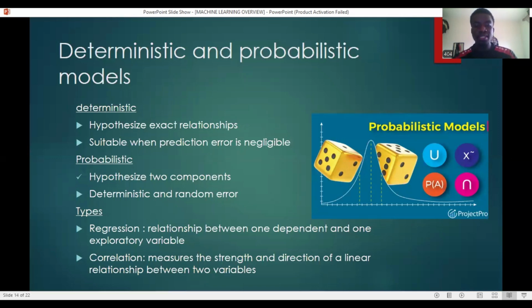Then types of probabilistic, there are three. You have regression and correlation, and the third one is others. There are very many, so that's why we group them into others, but there are basically two. Regression has one independent variable, one dependent variable, and one explanatory variable, which is some sort of independent variable. Then correlation measures the strength or direction of a linear relation between two variables.